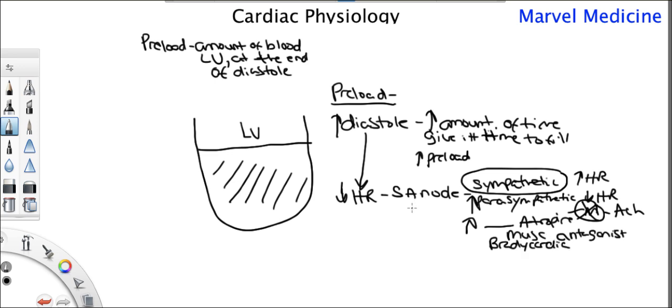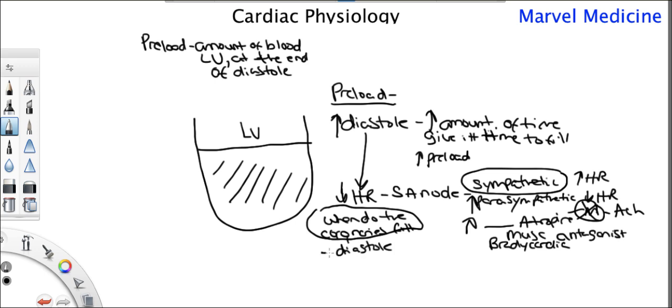Alright, now getting back to preload. We said that decreasing the heart rate gives more time for diastole, giving the ventricle more time to fill with blood. The important thing here that I should actually mention is, when do the coronaries fill with blood? This is actually a very common USMLE question. Right here. Tons of USMLE questions from here. And the answer is actually diastole.